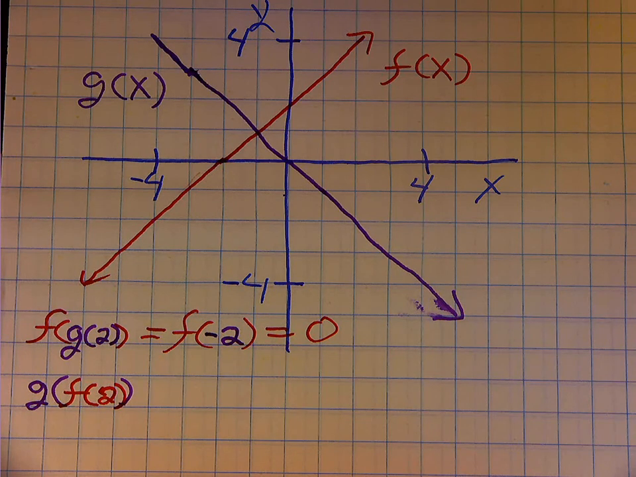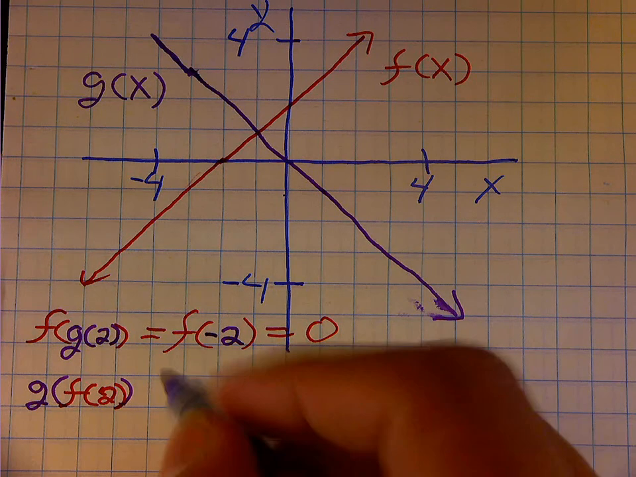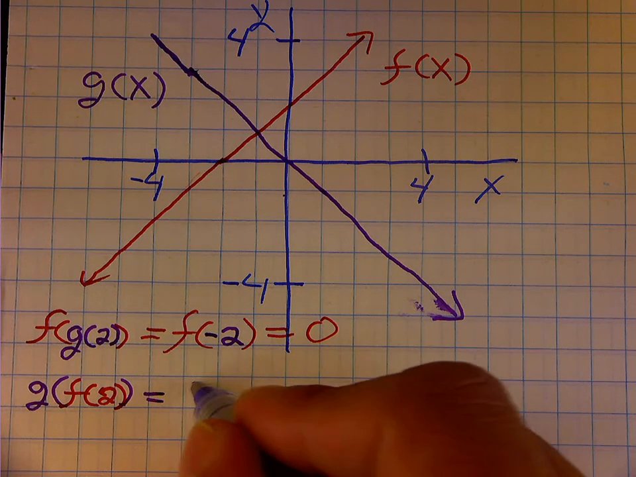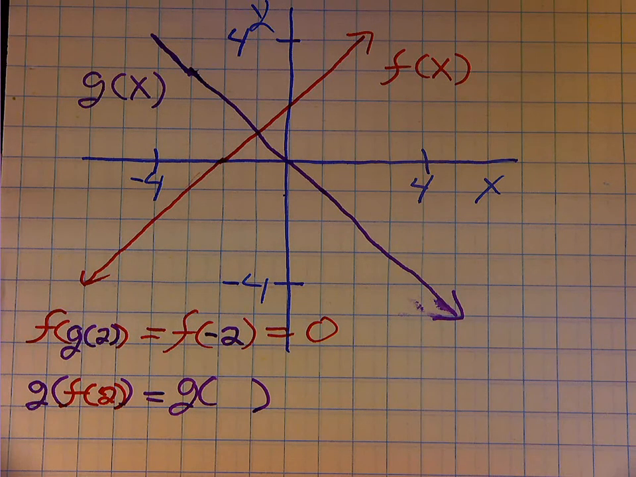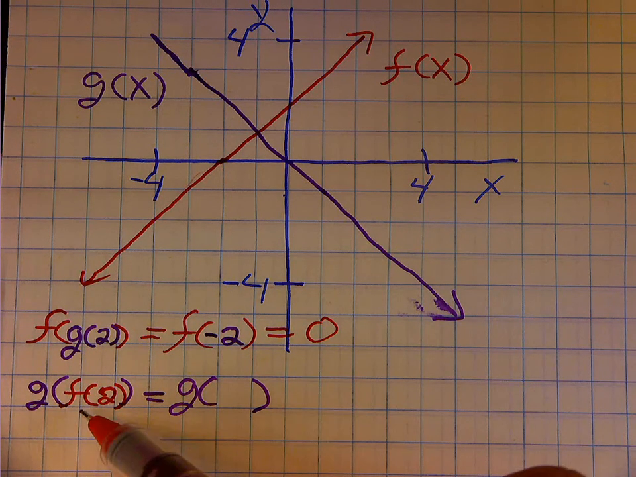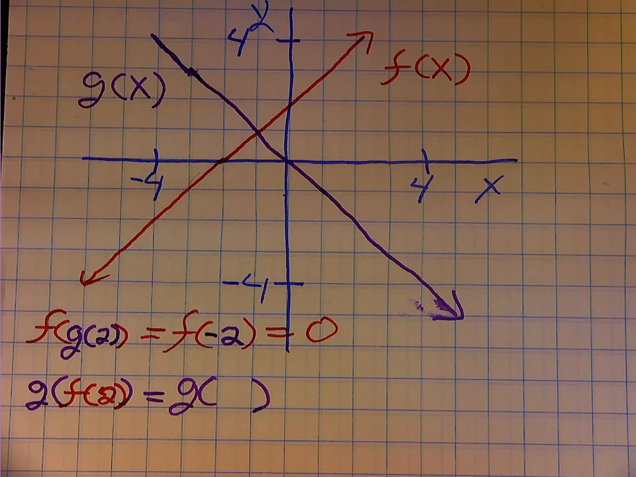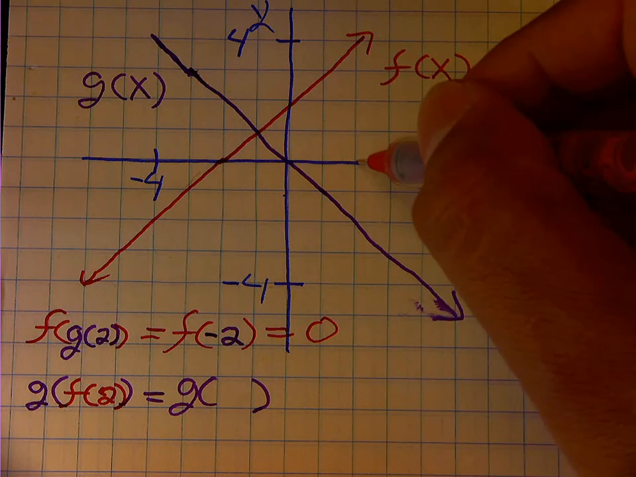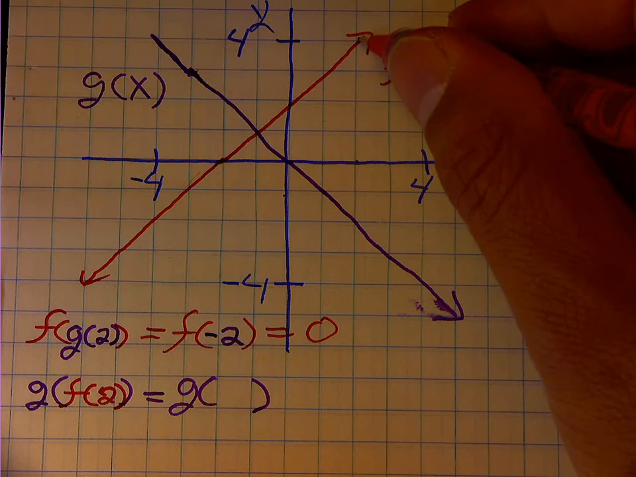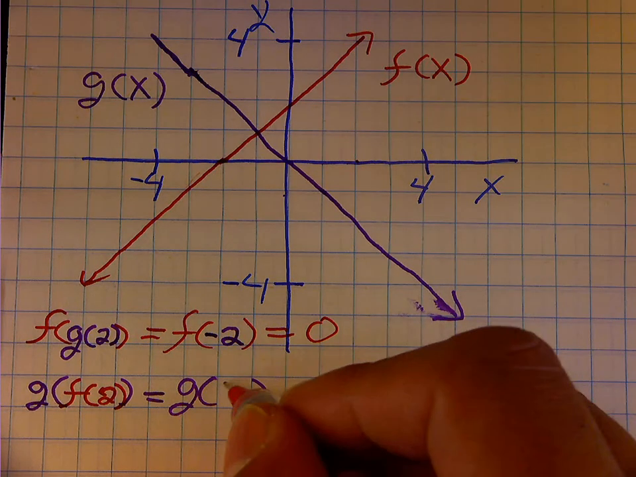G of f of 2. It's not going to give us the same answer. So I'm going to start off by figuring out, what do I plug into g? And what I'm going to plug into g is f of 2. Well, what is f of 2? f of 2 is the y value of f when x is 2. That y value appears like it's going to be approximately 4.